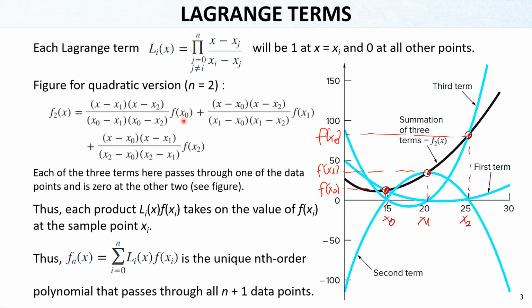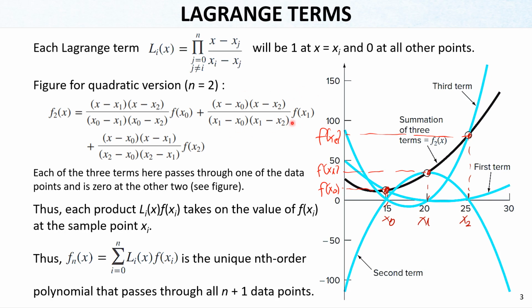So if you check here, this first term should be passing through fx0. You can see here is the first term. It is passing through 15 and fx0 here. But at the other values, for fx1 and fx2, it should be passing through 0. Here, for 20, it's passing through 0. For 25 also, it's passing through 0.